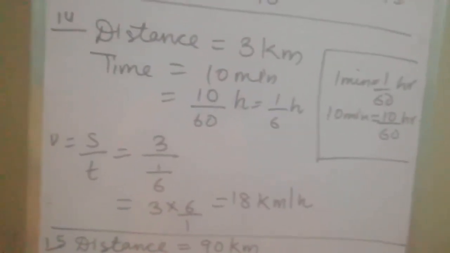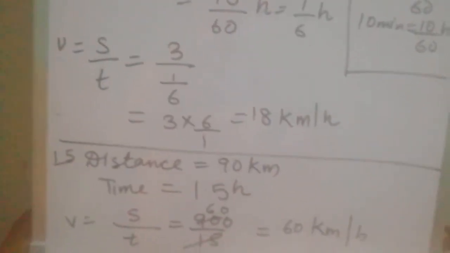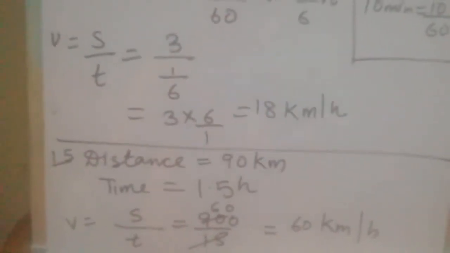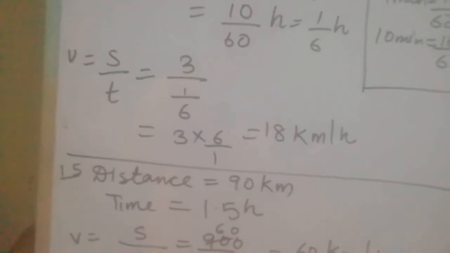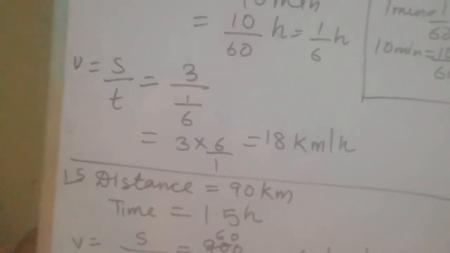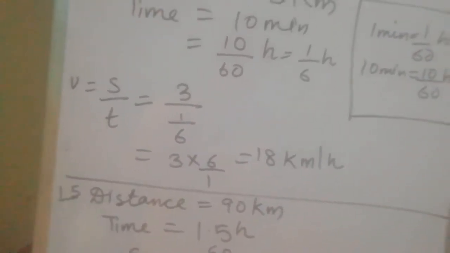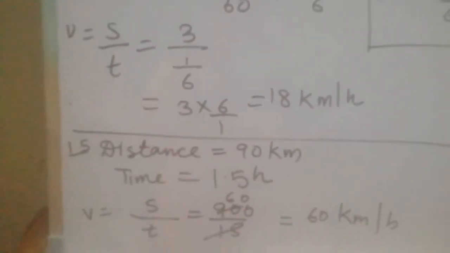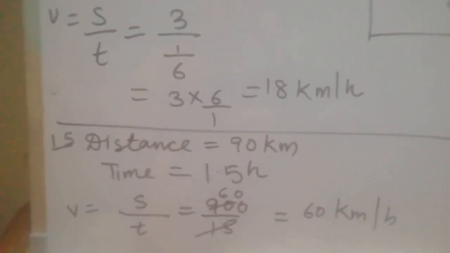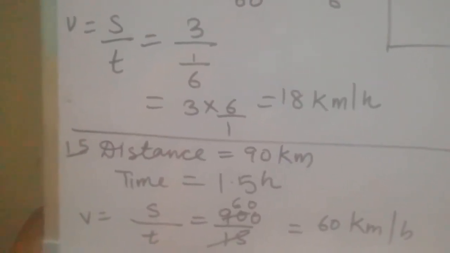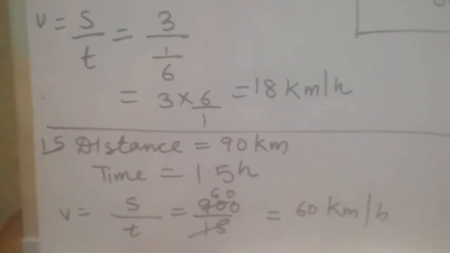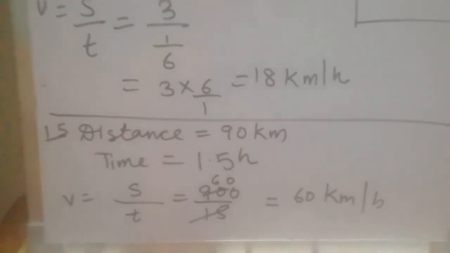After that, question number 15. Example number 15, see, children. An EMU train covers a distance of 90 km on a straight track in 1.5 hour. That means the distance covered by the train is 90 km and the time taken by the train is 1.5 hours. Calculate the speed of the train. You have to find out the speed of the train. So v equals s by t.